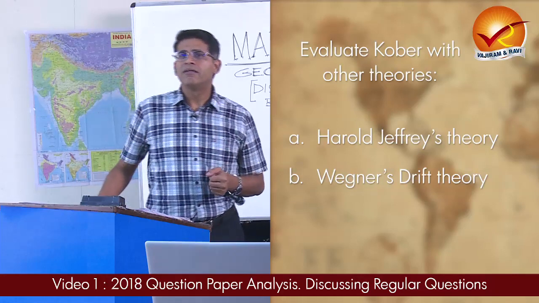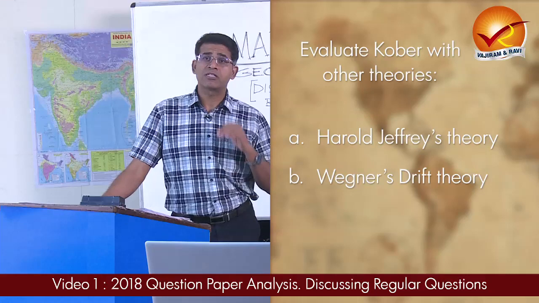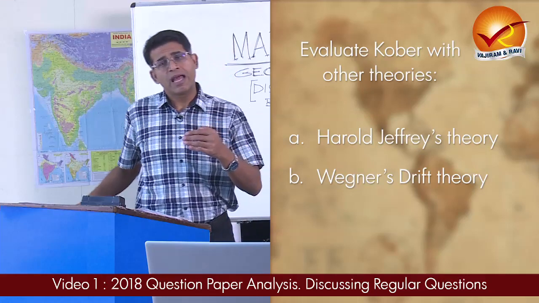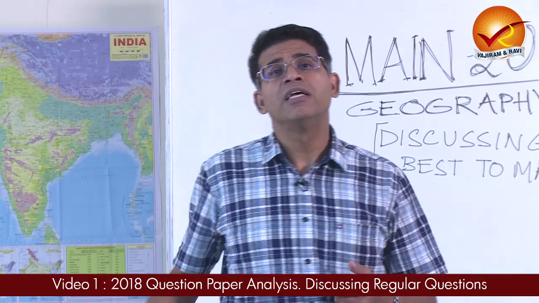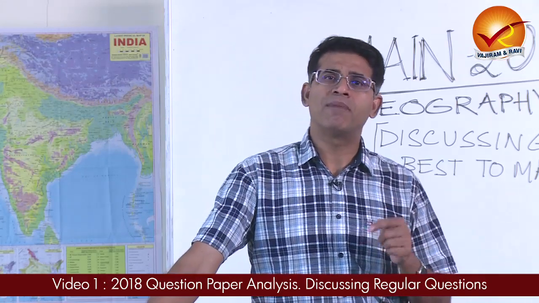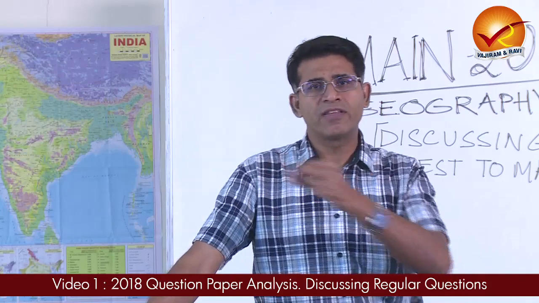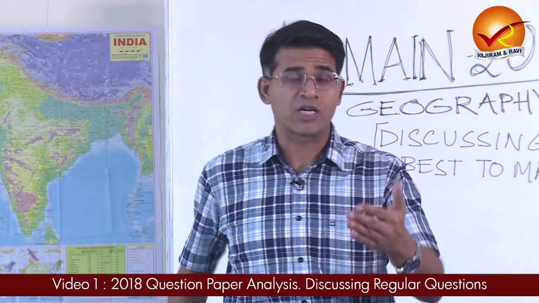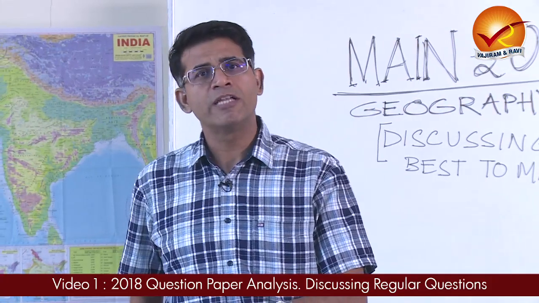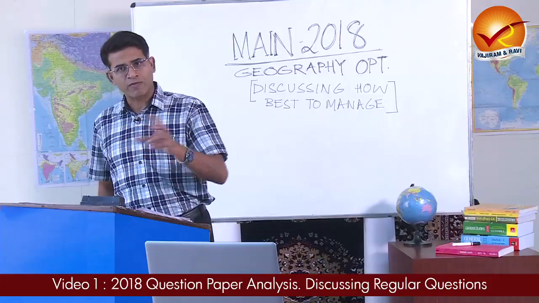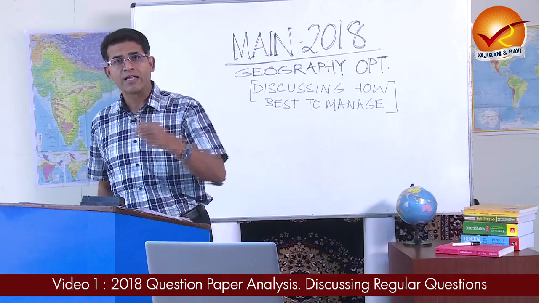Wegener doesn't talk about geosynclines, he talks about scraping of the ocean floor and the sediments piling up on the leading edge. And because of this, Wegener cannot explain the mountains which are located within the continent, say the Himalayas or Tian Shan or Ural mountains. So in that context, perhaps Kober is much better. So that's the third point of evaluating how it's better than Wegener.